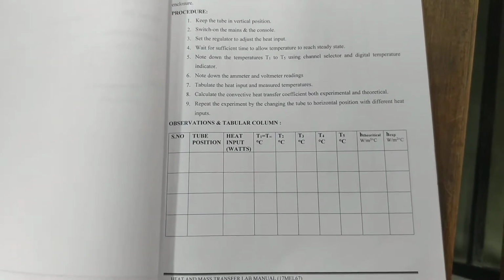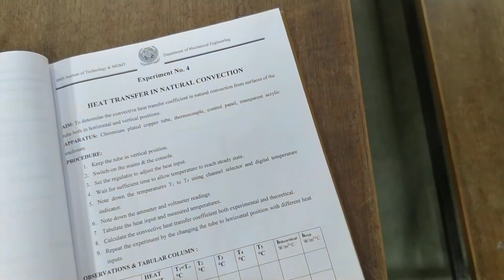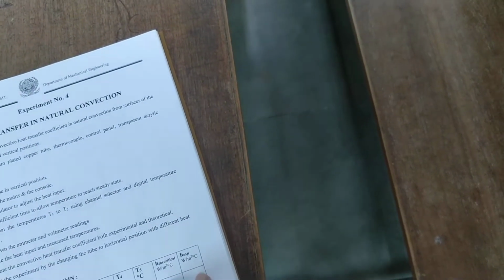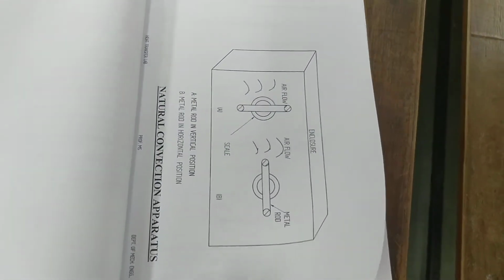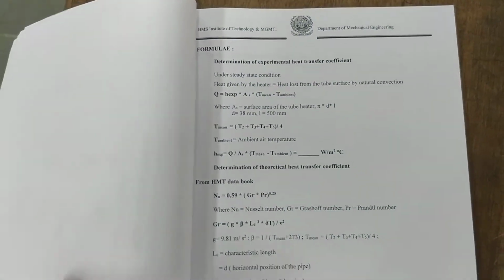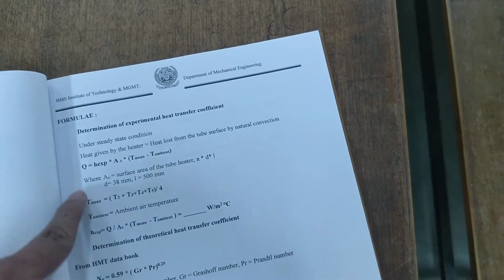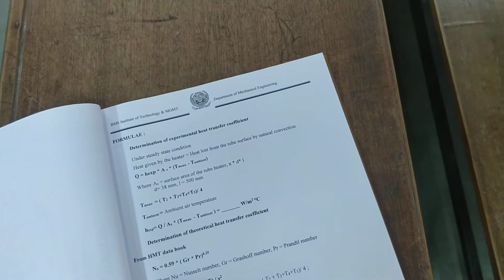Coming now to the calculations. We just have to find, at different positions, the heat input, the temperature of the ambient and the temperature of the surface, and then calculate theoretically and experimentally. The schematic is pretty much the same, just that we have this vertical position and horizontal position. Similarly, we find out the heat transfer coefficient experimentally by finding out all these temperatures, taking the mean and then substituting in the heat transfer coefficient formula, and then using the data handbook.